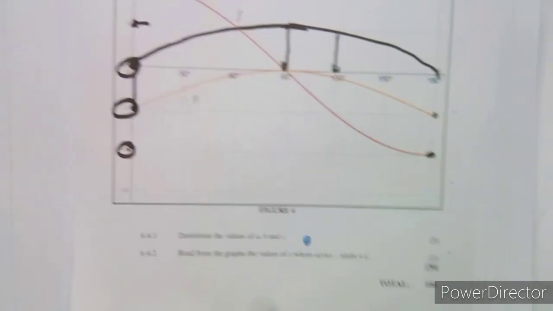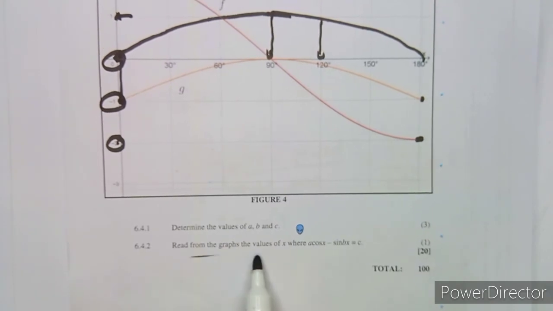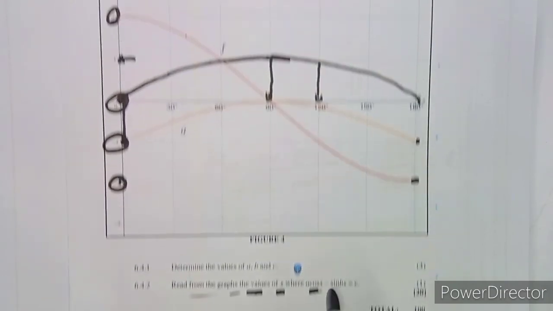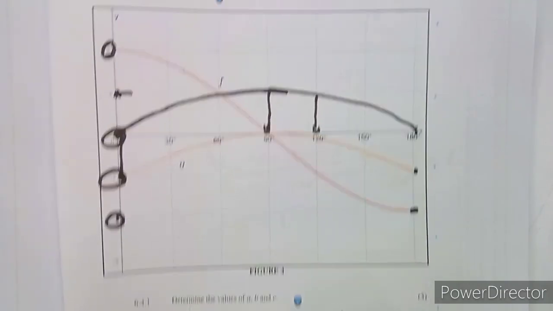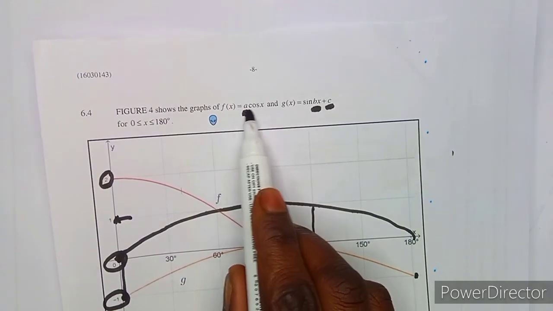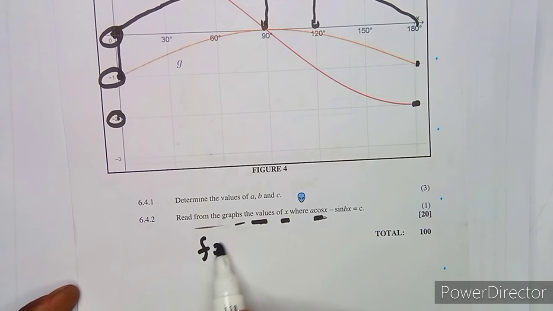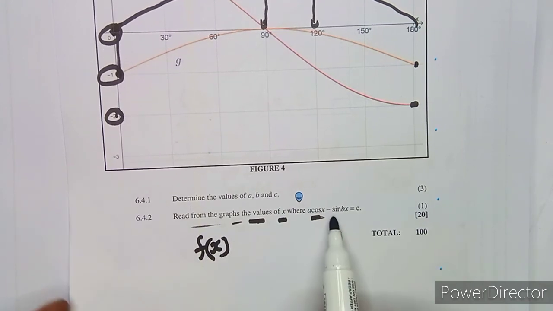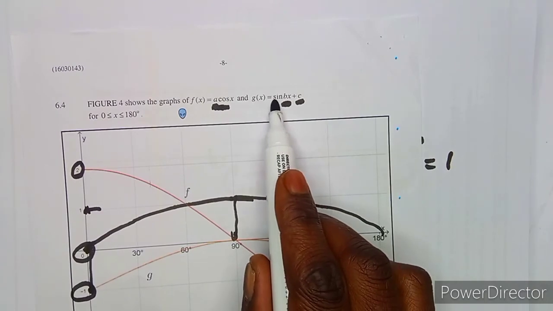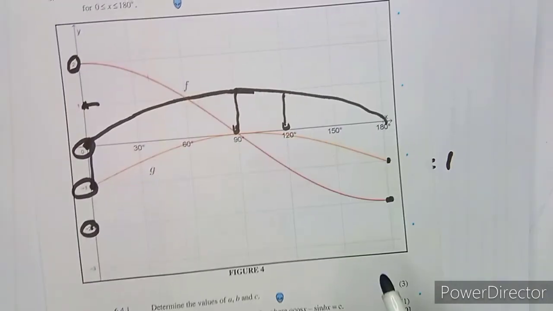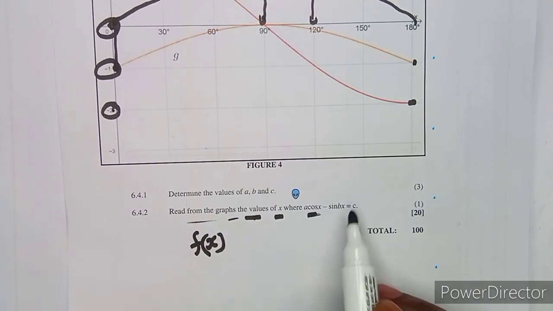And the question is, read from the graphs the values of x where, take note, a cos x, which is your f of x, equals minus sine bx. But we do not have minus sine bx. We have got sine bx plus c. So what are we going to do? I want you to see something here.